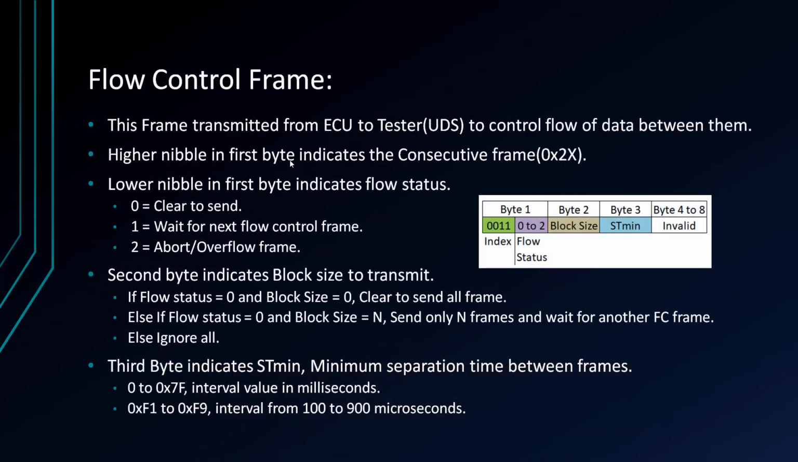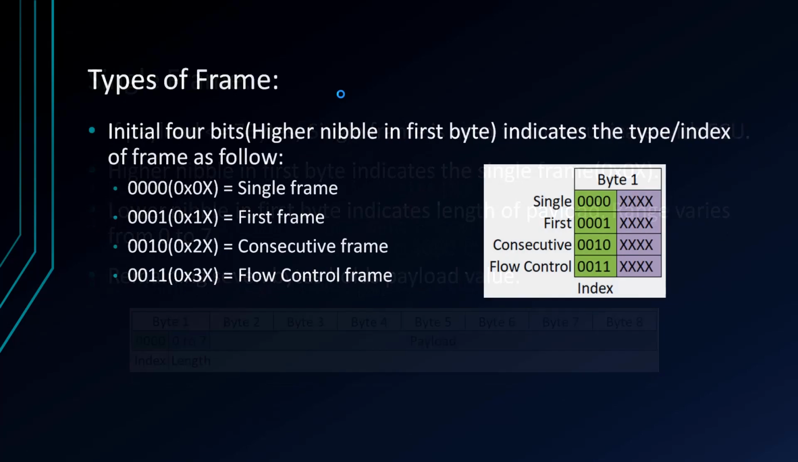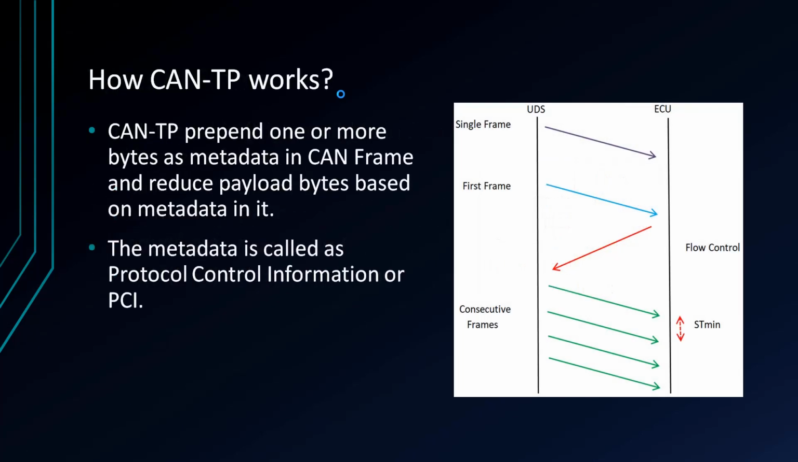Then, the first flow control frame, flow control. All these three frames are coming from client to server, like UDS to ECU. And this frame will come from ECU to UDS. I'll show you, one second. Okay, see, all of this comes from UDS to ECU, but this flow control alone comes from ECU to UDS.